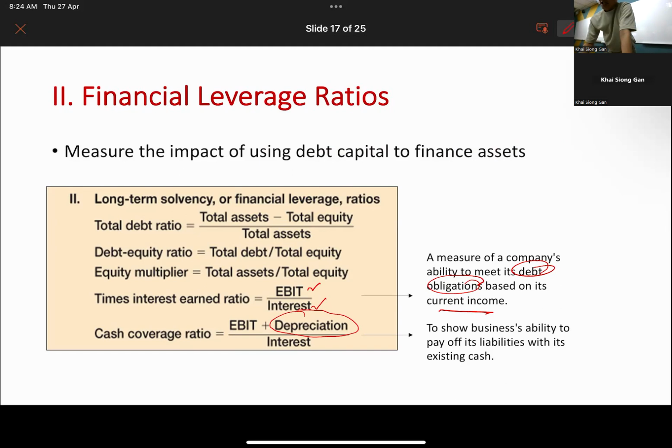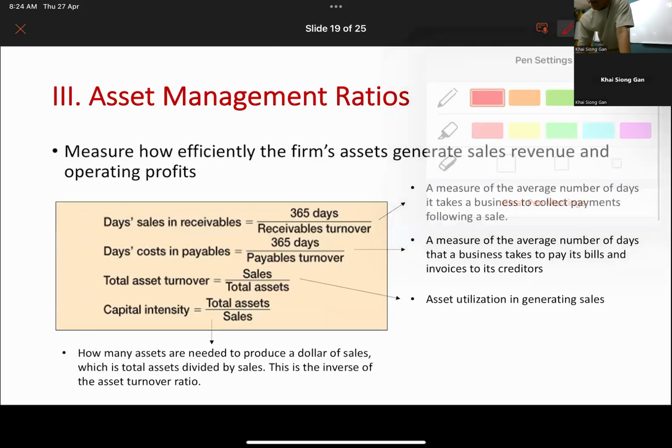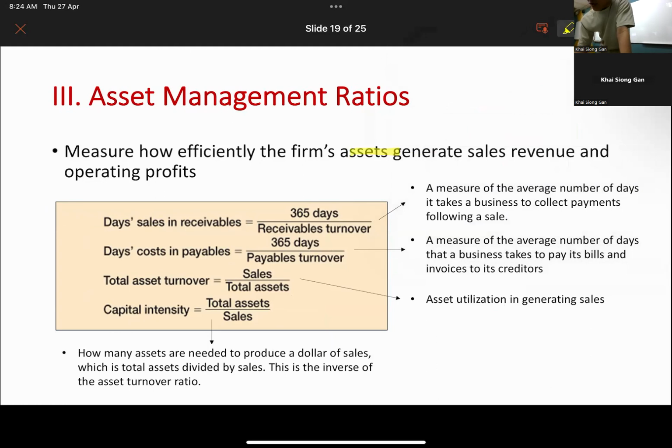Moving on to the next one, asset management ratios. We are talking about how efficiently the firm uses its assets to generate sales revenue and profits. First of all, let's look at days sales in receivables. Days sales in receivables means the average number of days it takes a business to collect payments following a sale.